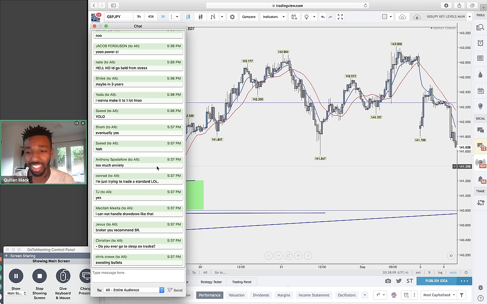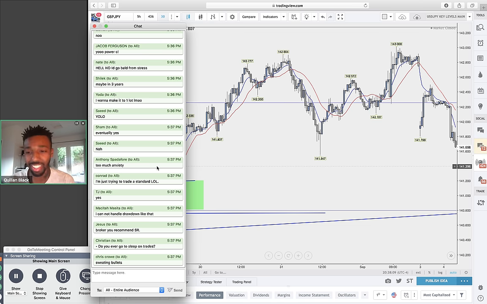Pip wise, I think my best trade was around 140 or 180 pips, something like that. But it wasn't a crazy lot size at the time. My best trades all at one time was around 2,000 pips that I caught in a week, last year, October.